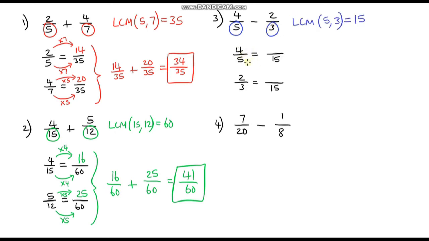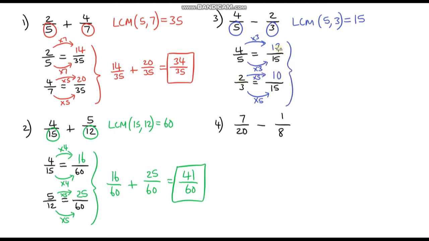So 4/5. What is that as an equivalent fraction? Well, to go from 5 to 15, we multiply by 3. So let's do the same to the top. 4 times 3 is 12. And now 2/3. To go from 3 to 15, we multiply by 5. So again, let's do the same to the top. 2 times 5 is 10.